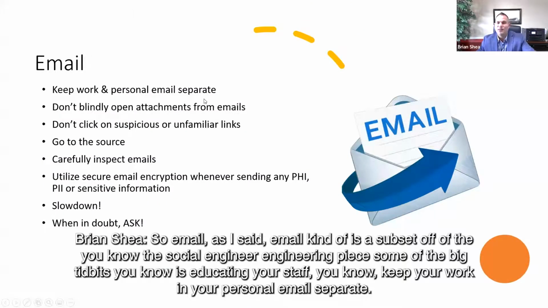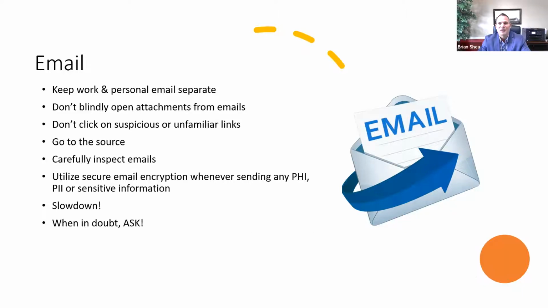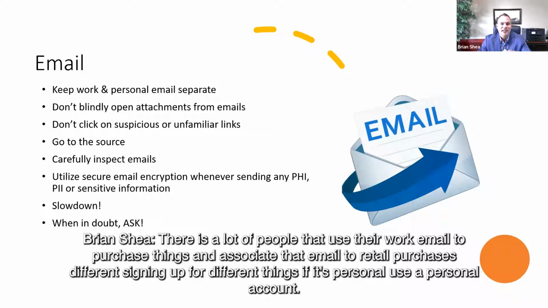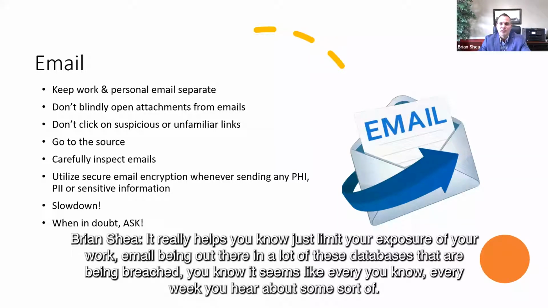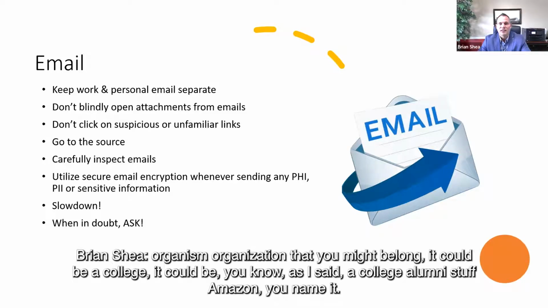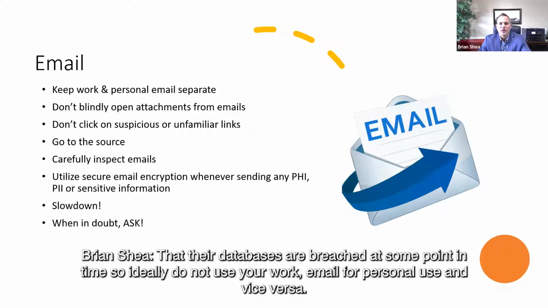So email, as I said, is kind of a subset of the social engineering piece. Some of the big tidbits: educate your staff to keep work and personal email separate. A lot of people use their work email to purchase things and associate that email with retail purchases and signing up for different things. If it's personal, use a personal account. It limits your exposure of your work email being out there in a lot of these databases that are being breached. It seems like every week you hear about some organization you might belong to, it could be a college alumni group, Amazon, you name it, whose database is breached at some point in time. So ideally, do not use your work email for personal use and vice versa.